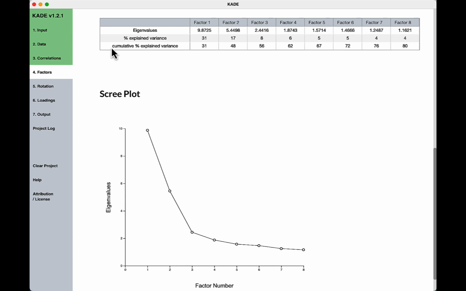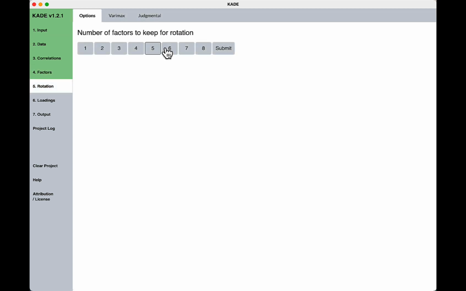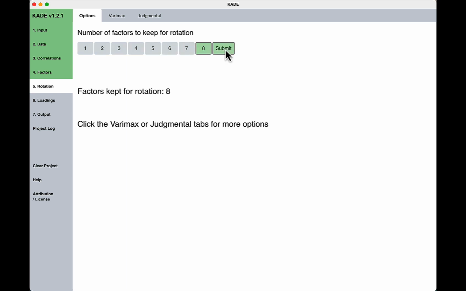So let's go ahead and do a rotation using all 8 of the factors. So let me go ahead and submit that. And rotation is going to be the next topic of the next video in the next chapter.